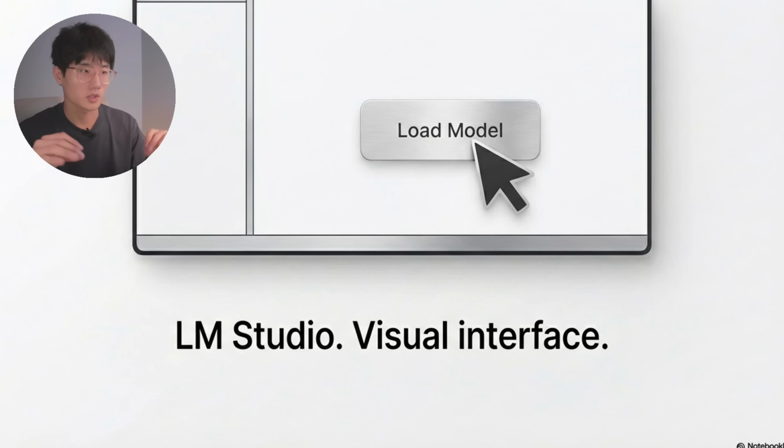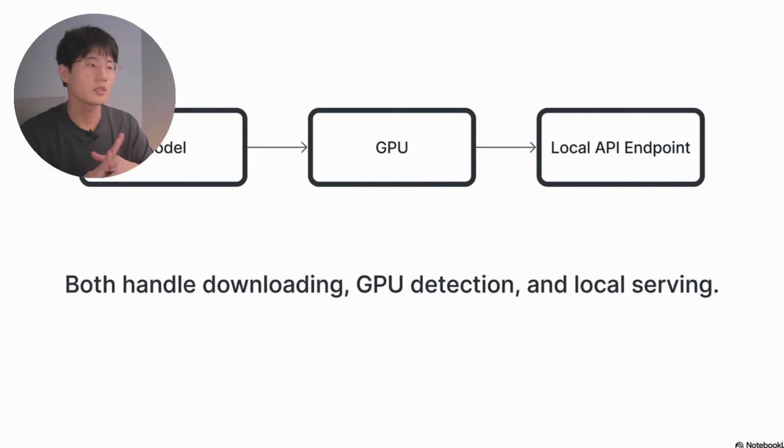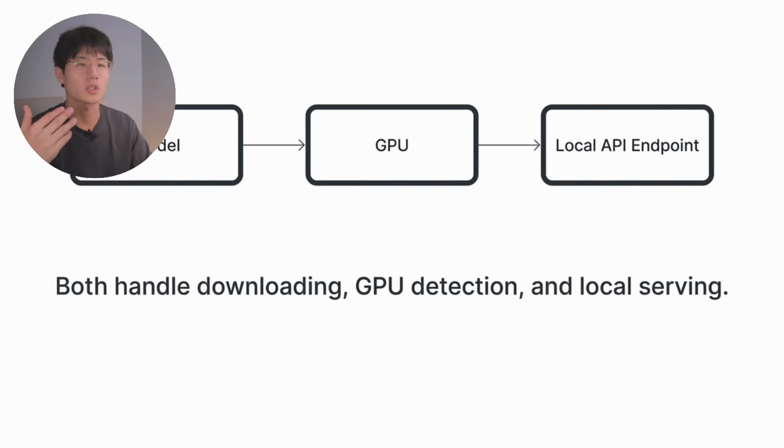LM Studio, which is the next one, the same idea but with a visual interface. What I mean by visual interface is like ChatGPT, there's a chat window there. So if the command line interface makes you nervous, you can start here, LM Studio. Both of these handle model downloading, graphics card detection, and serving the model locally so your other tools can talk to it. But as far as I remember, these two have different size of context window.